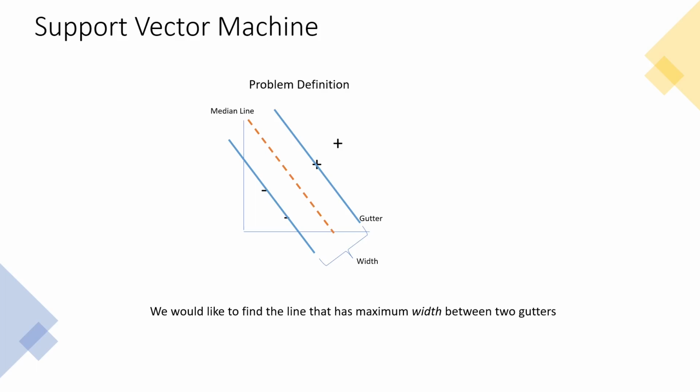So let's make some definitions. These are our classes, the positive class and the negative class. These are class instances, two minus instances and two plus instances. This is the median line, the line that's splitting the classes, and these are the gutters. Okay, these are the boundaries, and what we would like to maximize is the width between the gutters. So we would like to find the line that has maximum width between two gutters. That's the mathematical, or geometrical, problem we would like to solve.